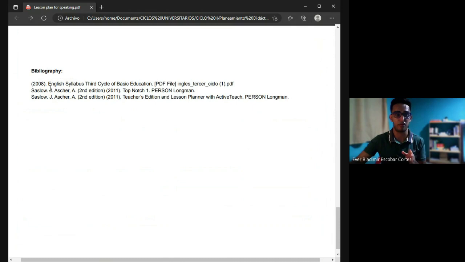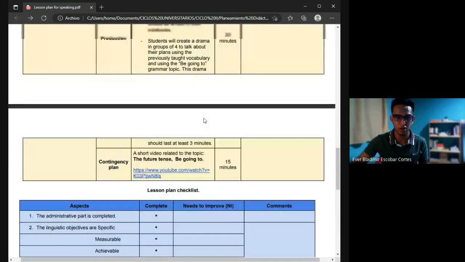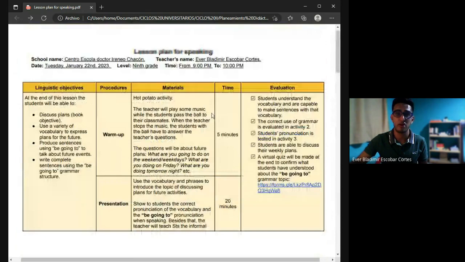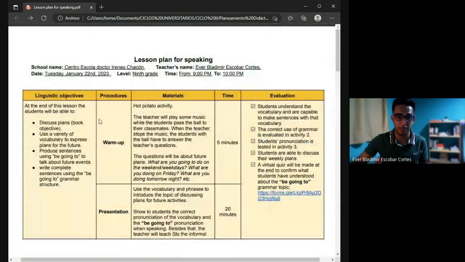And here is the bibliography. So in this case I have chosen this book, the Top Notch one, and well, I have worked with that book, and yes, so here it is, my lesson plan.